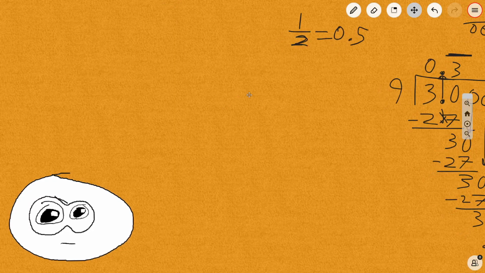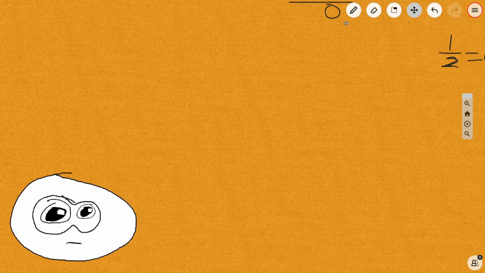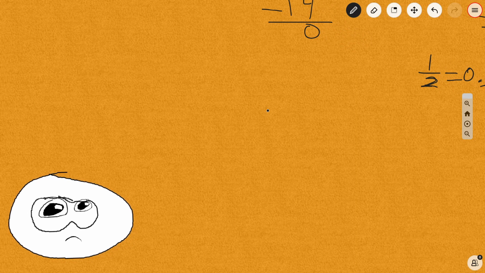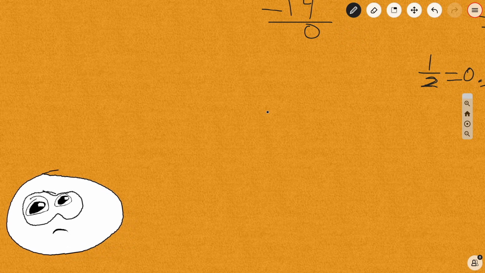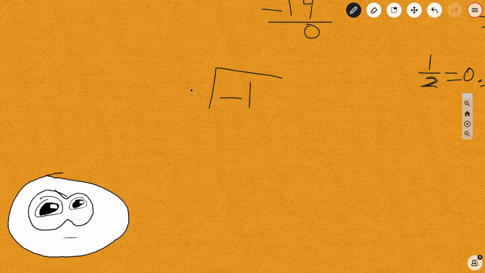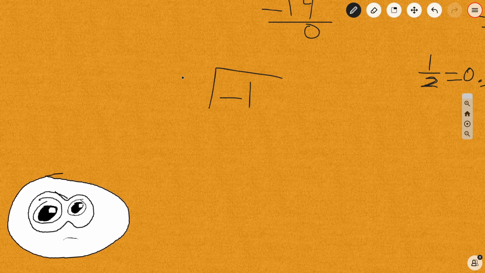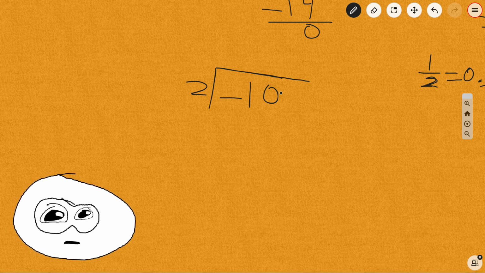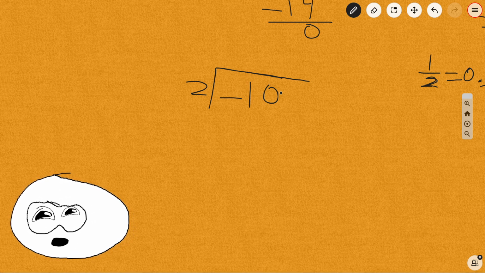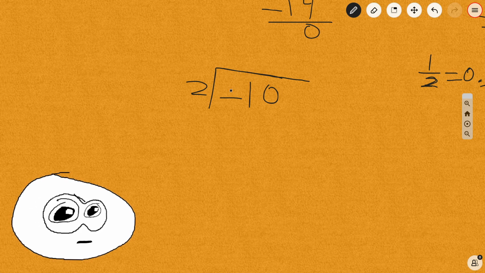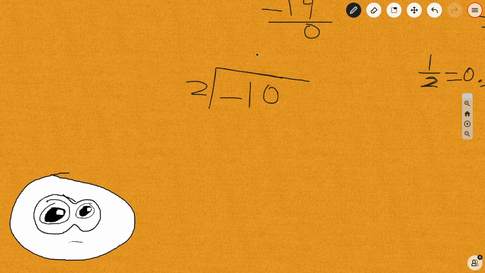Alright. So, you might be wondering, well, what about negatives? What is negative 10 divided by 2, right? It might seem a little complex, might seem a little weird, but it's actually very simple. How many times does 2 go into negative 1?